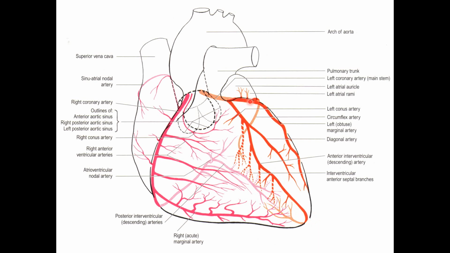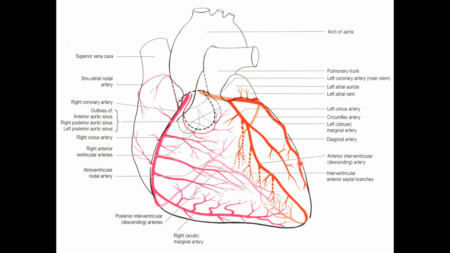The other branch from the left coronary, this branch that goes to the posterior, we call the circumflex artery. The circumflex artery supplies atrial branches to the left atrium. It gives a branch on the left margin of the heart.